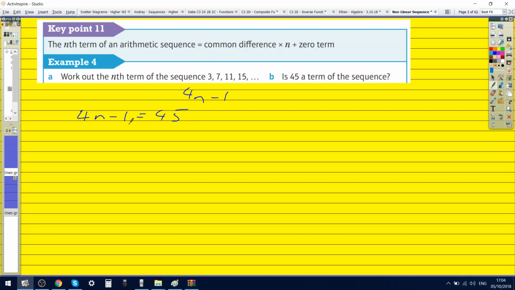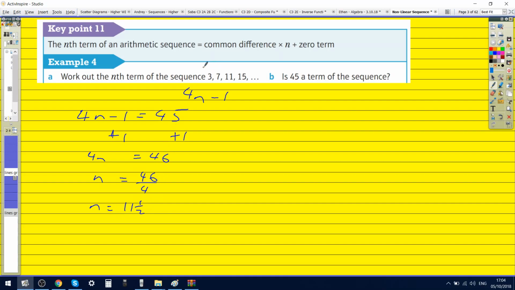This is already minus 1, so how would you get rid of it? Add the 1. And what would you get? So you have to do 4n equals 46, which you can't do. And so what does that tell you? Tells you that it's not going to be in the sequence. That's it. So n is like 11 and a half.